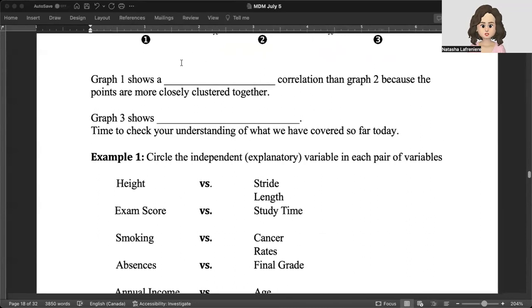Graph 1 shows a stronger correlation than graph 2 because the points are more closely clustered together. Graph 3 shows no correlation.